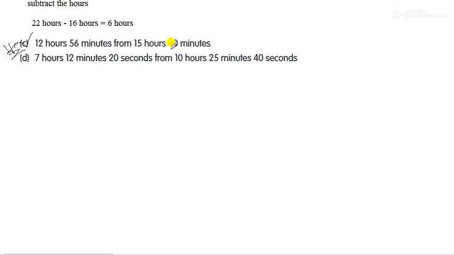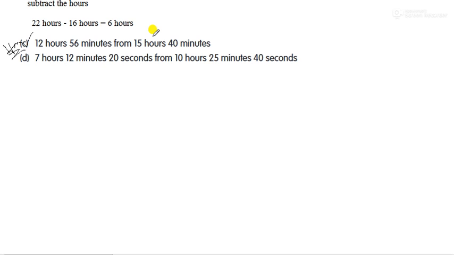For this 40, we have to take from 15 hours. So from 15 hours we take 1 hour. So it will convert into 60 minutes. So 60 minutes plus 40 minutes is 100 minutes. So 100 minutes minus 56 minutes we have to subtract. So this 15 will become 14 hours. 14 hours minus 12 hours. So it will become 2 hours.